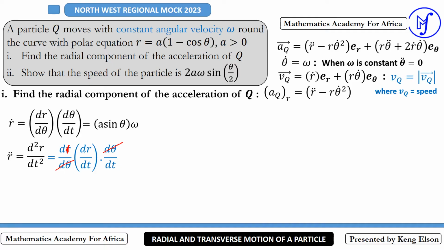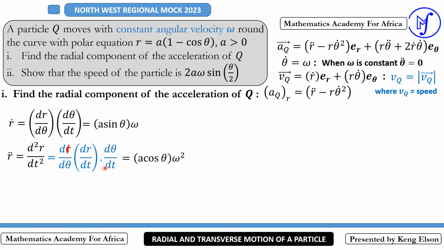So we have not changed anything. So remember that this identity is very important, so you can copy it down. Okay, so r double dot is equal to, that is whenever you're given r in terms of theta, how do you find r double dot? It is d by d theta of dr by dt, then times d theta by dt.